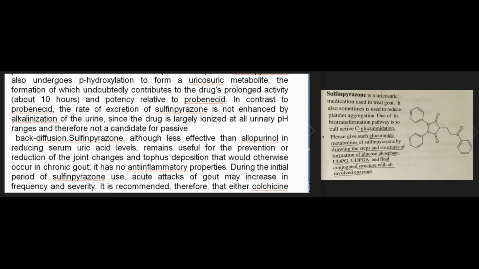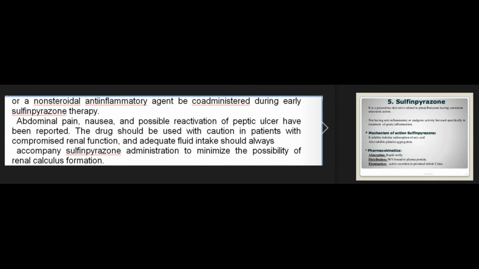During the initial period of sulfenpyrazone use, acute attacks of gout may increase in frequency and severity. It is recommended, therefore, that either colchicine or a nonsteroidal anti-inflammatory agent be co-administered during early sulfenpyrazone therapy. Abdominal pain, nausea, and possible reactivation of peptic ulcer have been reported. The drug should be used with caution in patients with compromised renal function, and adequate fluid intake should always accompany sulfenpyrazone administration to minimize the possibility of renal calculus formation.